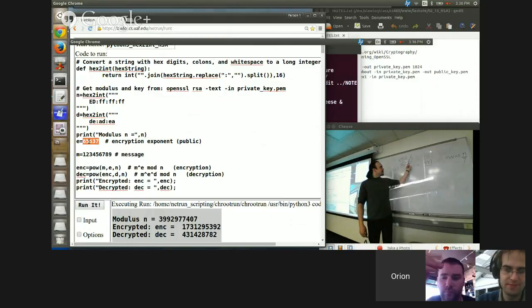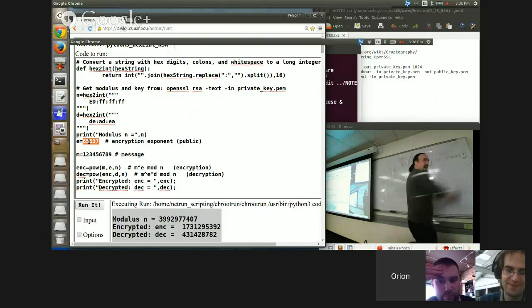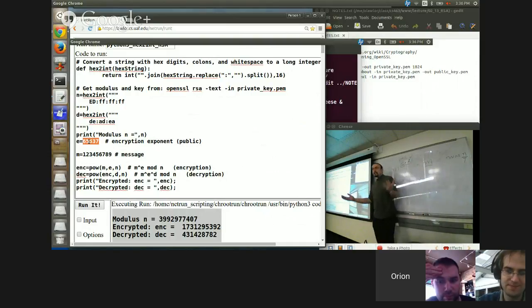Except, wait a sec. If there's an efficient algorithm to take E and N and figure out D, we can't keep it secret for long. Well, shoot. Why does everybody use this RSA encryption stuff? It turns out they don't use N prime because, I mean, you can set it up so that we can basically encrypt a message and get it back.